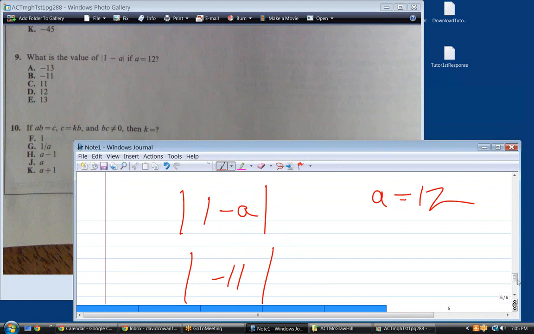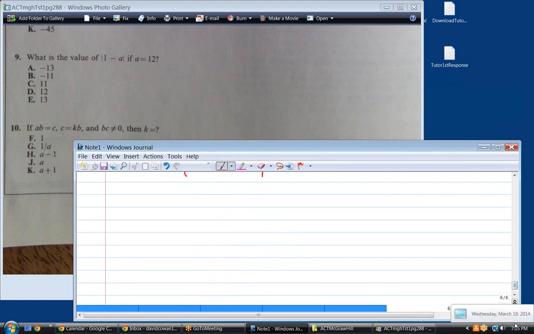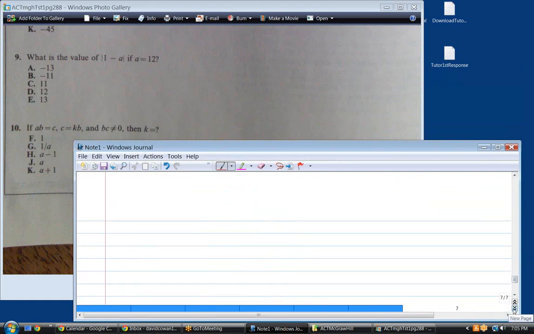And then, let's see. AB equals C, C equals KB. Okay, all this other stuff you see here, don't worry about that. All that's saying is that we're not going to let you divide by 0. Okay. So how do we solve for K?